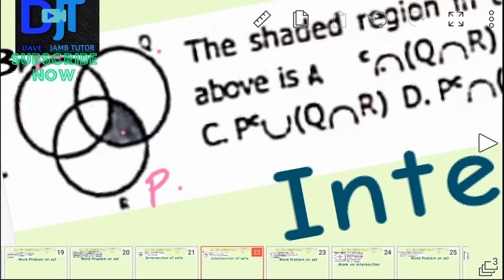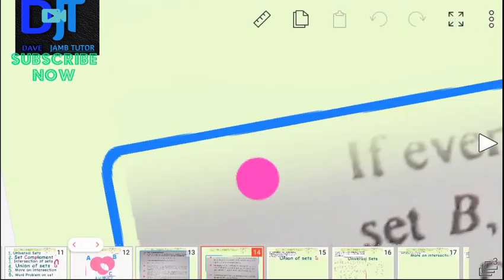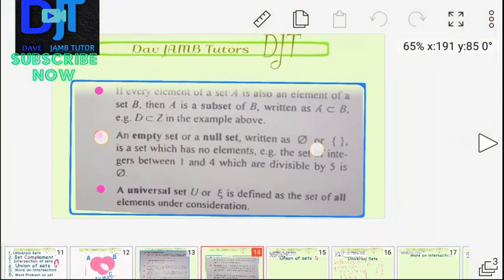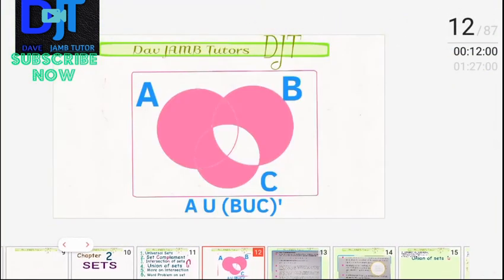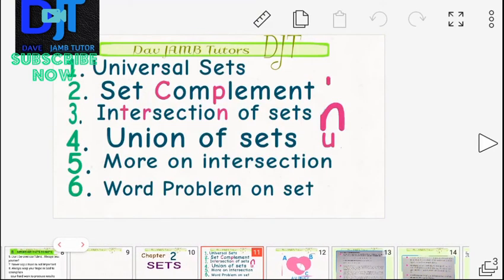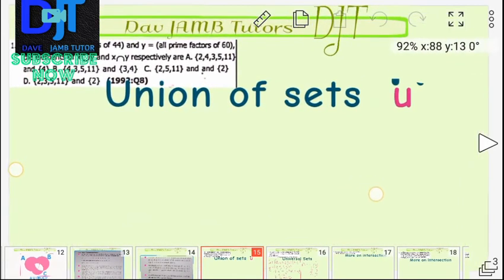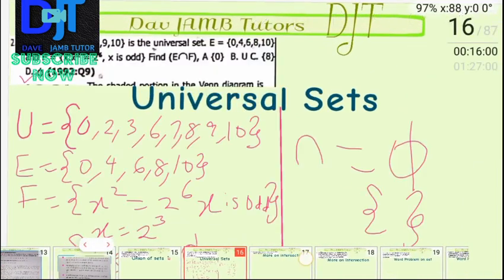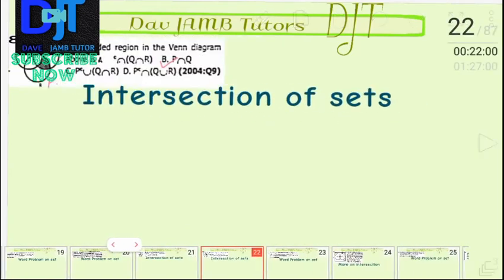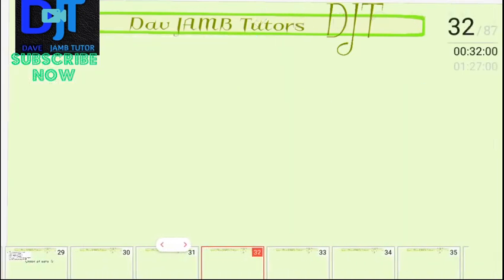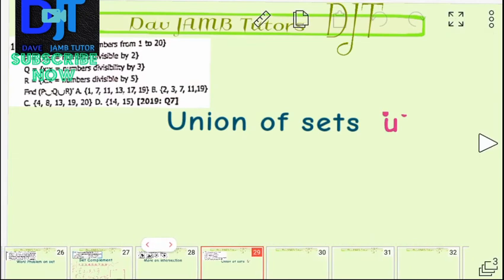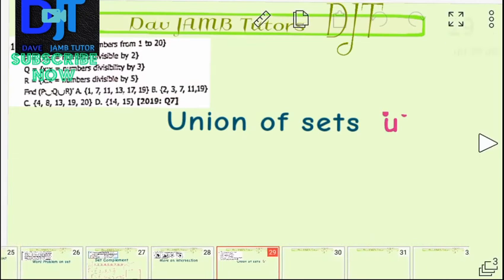So now that brings us to the end of intersection of sets. Now let's move to union of sets. Union of sets. So this is the first. Okay, let me go to simpler questions. I don't want to solve questions that are too difficult as I start them. Okay, so let me start with that other one.